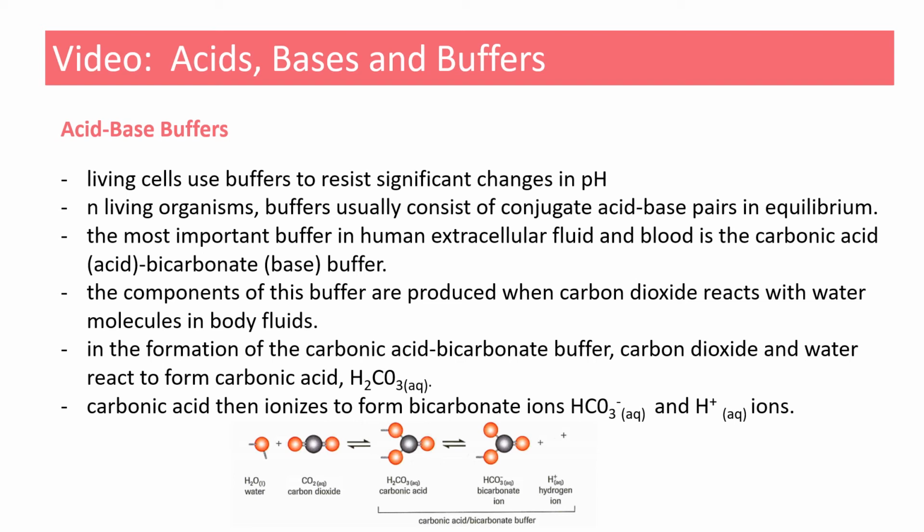Acid-base buffers again. Living cells use buffers to resist significant changes in pH. In living organisms, buffers usually consist of conjugate acid-base pairs in equilibrium. The most important buffer in human extracellular fluid and blood is carbonic acid, with bicarbonate as the base. The components of this buffer are produced when carbon dioxide reacts with water molecules in body fluids.